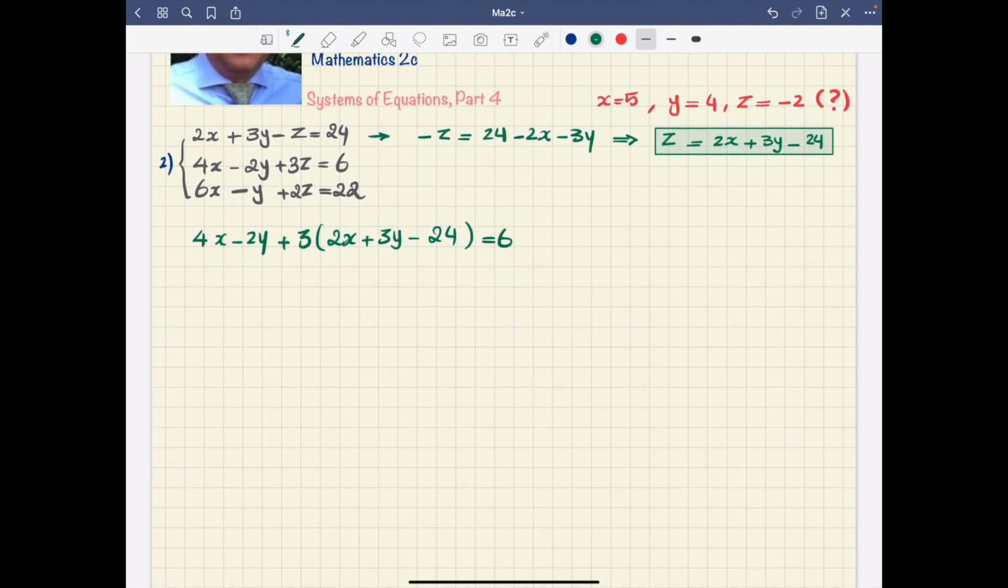Let me write vertically this time. So it becomes 4x minus 2y. I multiply 3 inside. Okay, and I simplify. 4x and 6x is 10x. Minus 2y and 9y is 7y. I move 72 to the right. It becomes 78. Agree? So this is one equation. Let us keep it for the future.